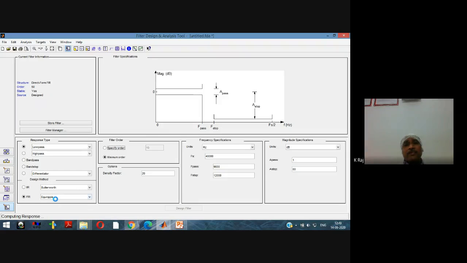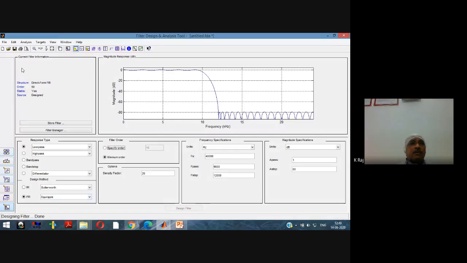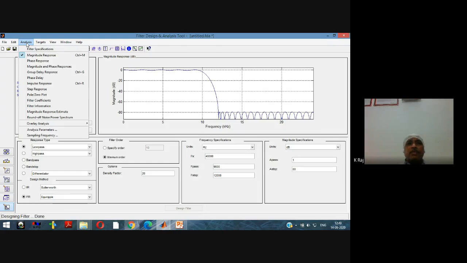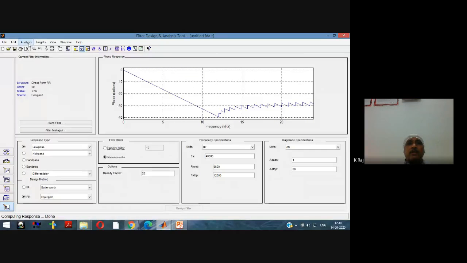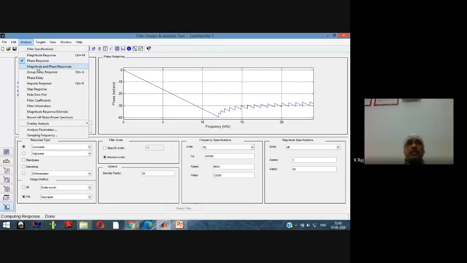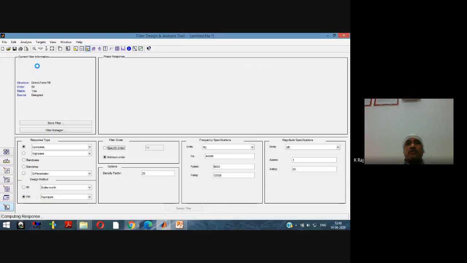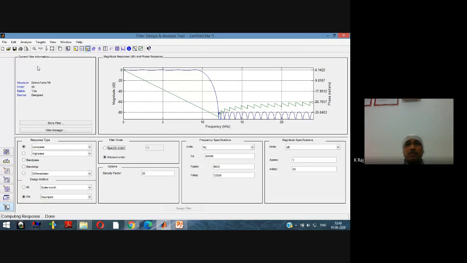Yes, see, after designing, we can analyze our filter, meaning what will be the amplitude response and what will be the phase response. See here, this is the amplitude response, that is the magnitude response given in dB with respect to frequency. Similarly, if we are interested to see the phase response, we can see it here. And if we are interested in magnitude and phase both, then we can select this one to see the comparison between the amplitude and phase responses at the same time.